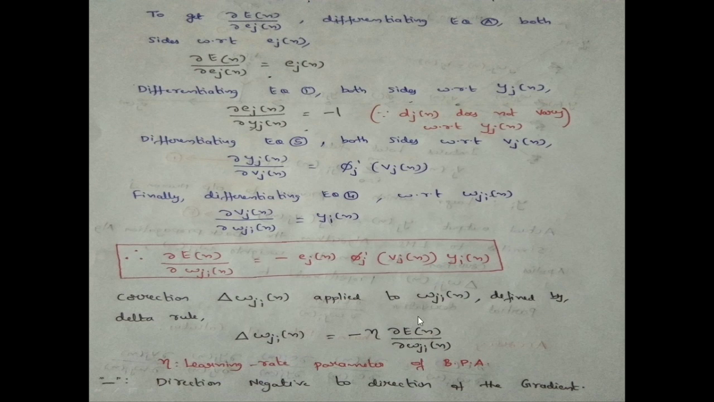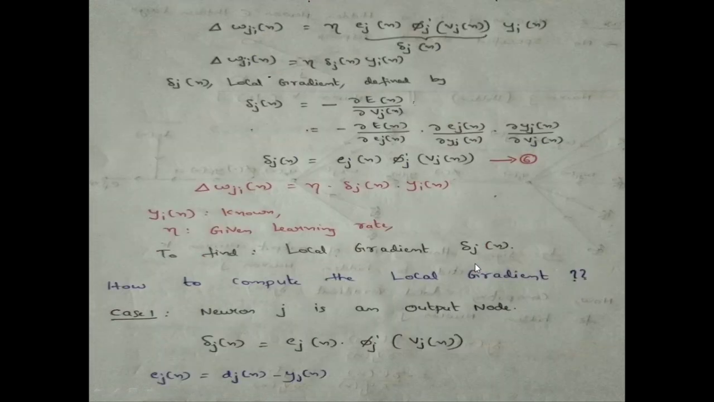By substituting these values, this minus and this minus will give plus. So the value of Δwji(n) will be equal to η into ej(n) into φ'j(vj(n)) into yi(n). So this gives us this value: Δwji(n) is equal to η into ej(n) into φ'j(vj(n)) times yi(n).